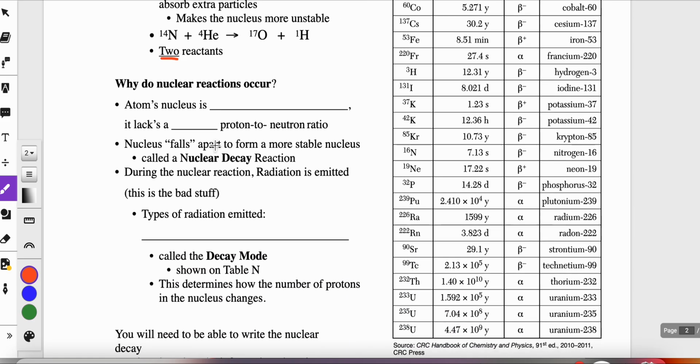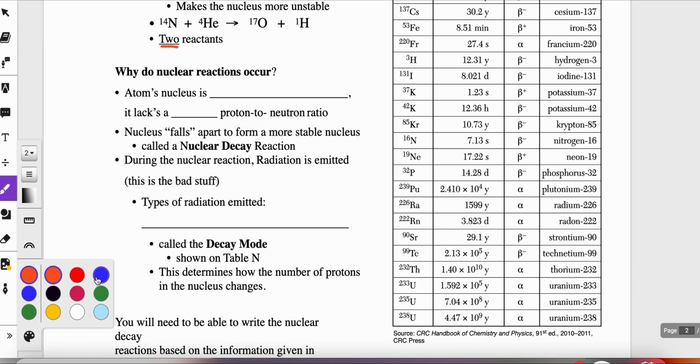Now the question is why do nuclear reactions occur? They occur because the atom's nucleus is unstable. And the reason it's unstable is that it lacks a 1-to-1 proton to neutron ratio. So the nucleus will fall apart to form a more stable nucleus. And when it spontaneously falls apart, we call this a nuclear decay. And it's during this falling apart, the nuclear reaction, that radiation is emitted. This is the bad stuff.